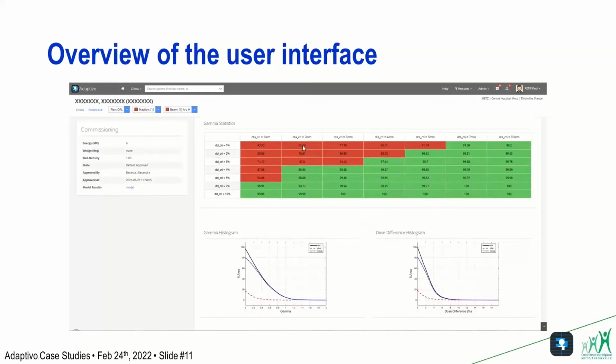If we go below, we have the gamma statistics. It shows you your gamma pass rate for various dose per stage and distance. Here we find our default gamma pass rates that we just saw on the previous slide. And below you have some gamma and dose difference histograms. So for us, it's a very simple and user-friendly interface.